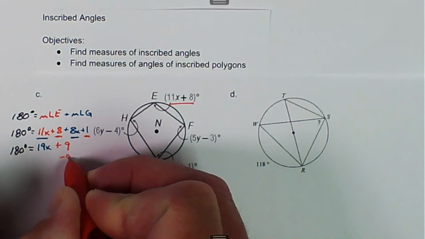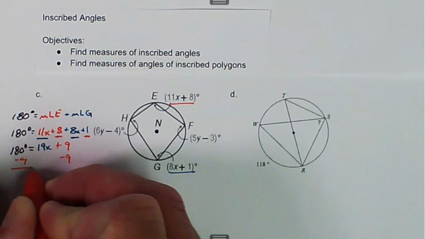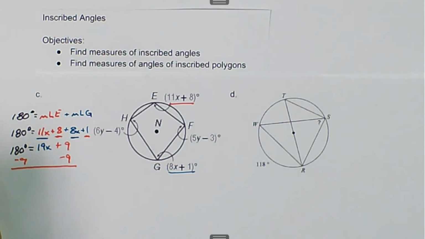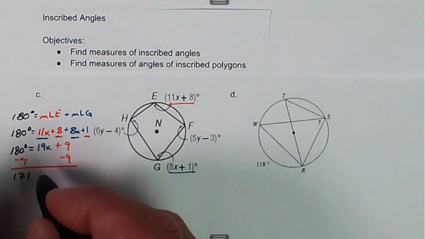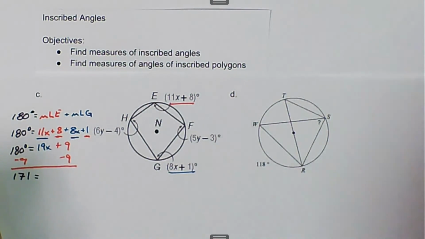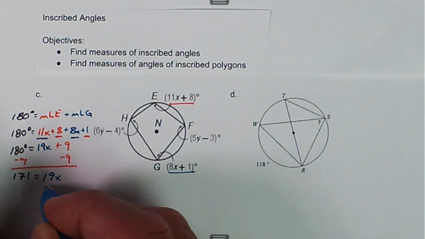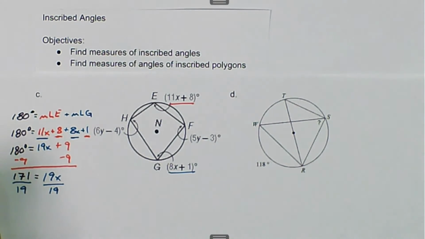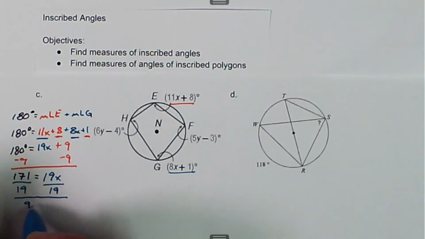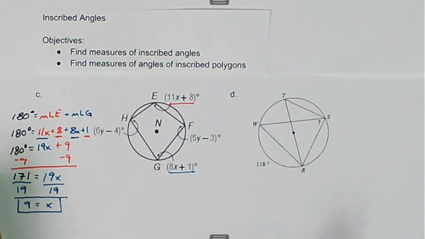We can subtract 9 from both sides of the equal sign, and we get 171 is equal to 19x. Then we can divide by 19, and we get x is equal to 9. So that's how we solve for x. Now we need to solve for y, and we're going to do it the same way.